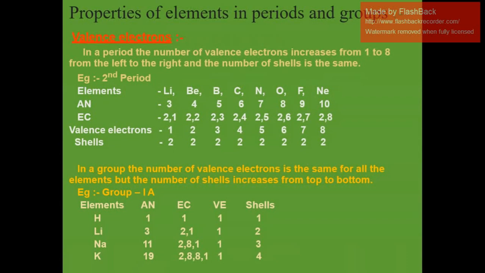Let us see the property of elements in periods and groups. The first one is valence electron. In a period, the number of valence electrons increases from 1 to 8 from left to right, and the number of shells is the same. Whereas in a group, the number of valence electrons is the same for all the elements present in that group, but the number of shells increases from top to bottom.